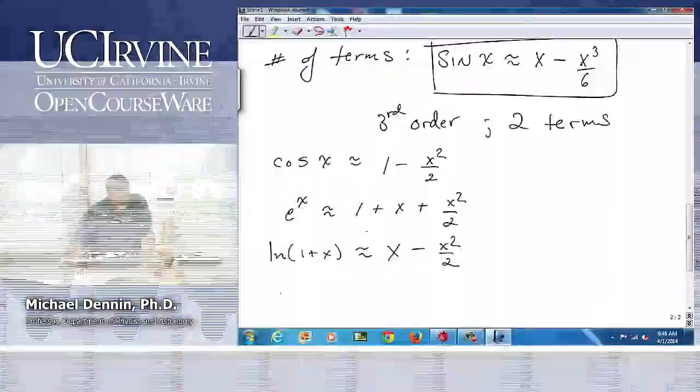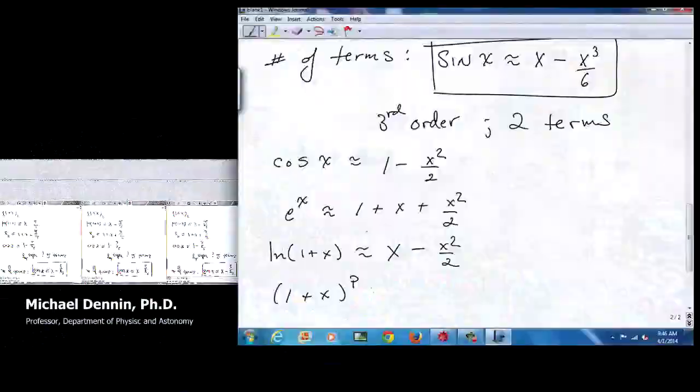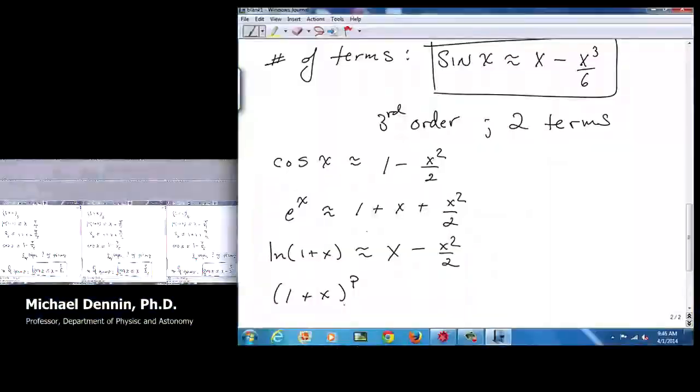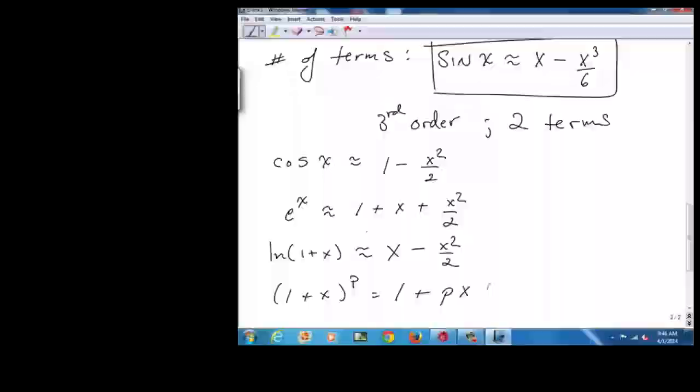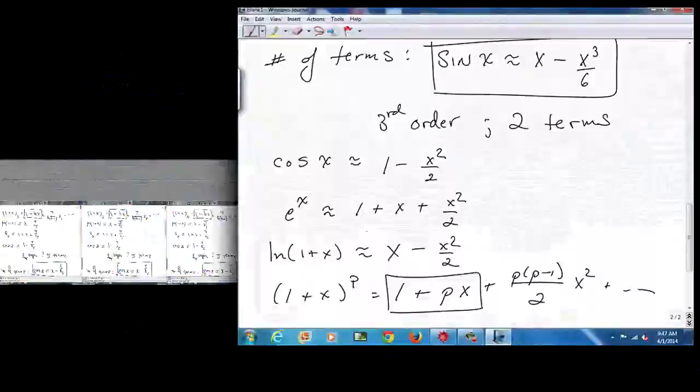And then the one I had mentioned in the last class, 1 plus x to the p, and here p could be minus 1. If you remember, we did 1 over 1 minus x. That's the binomial expansion, 1 plus px plus p times p minus 1 over 2, x squared, and so on. And it's this first part that's really the key to know.